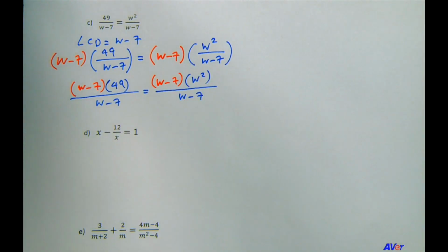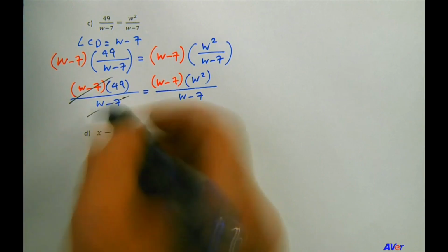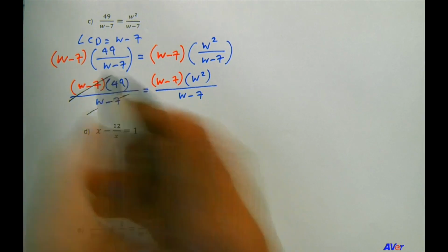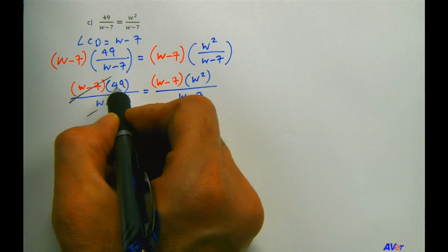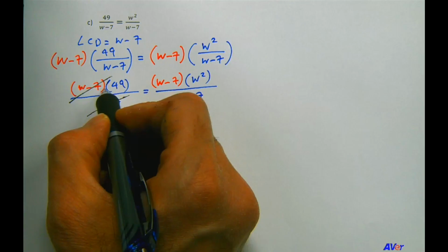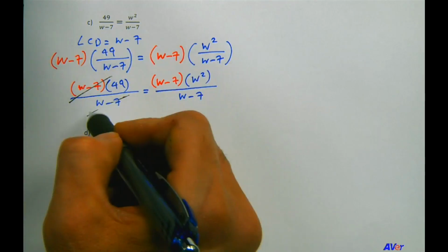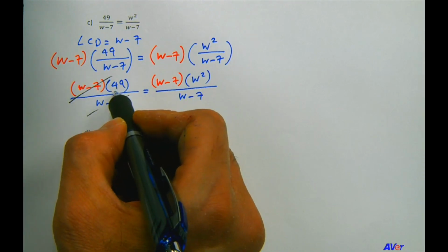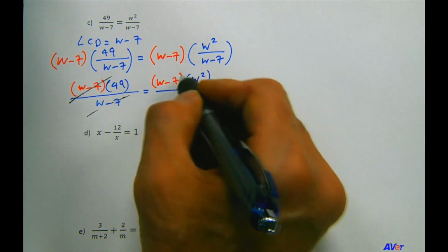Okay, so now let's simplify. W minus 7 and W minus 7 cancel out. They cancel out only and only because they are being multiplied by the numerator. W minus 7 is being multiplied, not added or subtracted from 49, but multiplied. That's why we can cancel it. If you had W minus 7 added or subtracted to 49, we could not cancel it with this. Okay? On this side, the same thing.